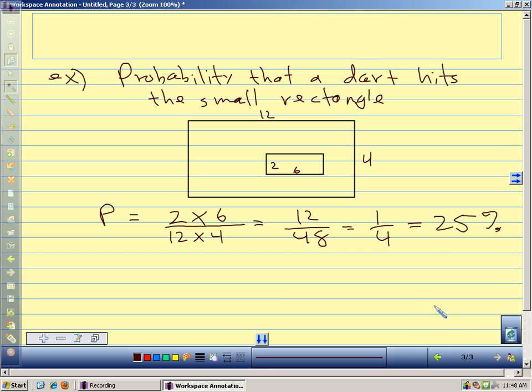Any questions on geometric probability? So the idea of geometric probability is pretty straightforward. The trick comes with finding the areas. Sometimes finding the areas can be a little tricky, depending on how the problem is set up. But the idea is we take the favorable area and divide by the total area, and that's what we have to do for geometric probability. All right.